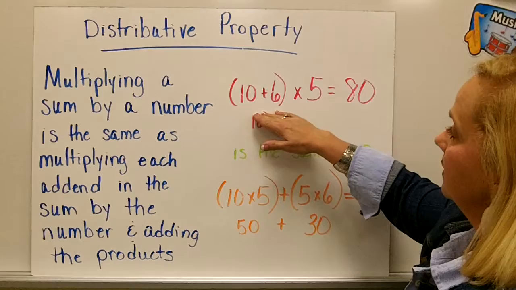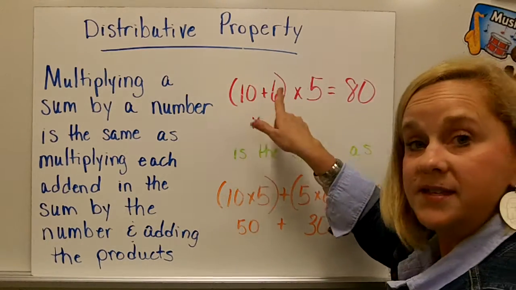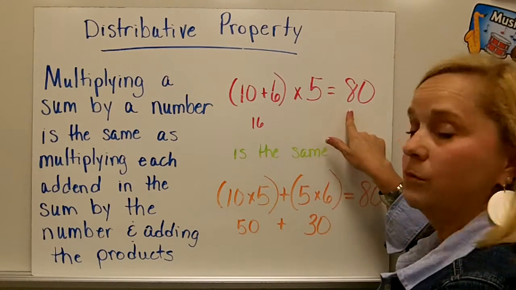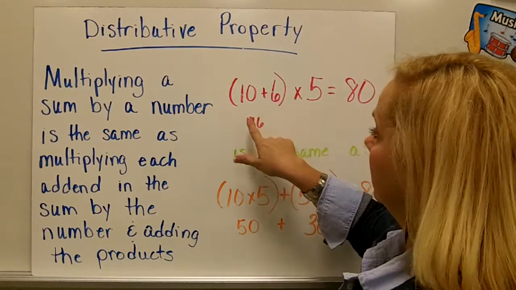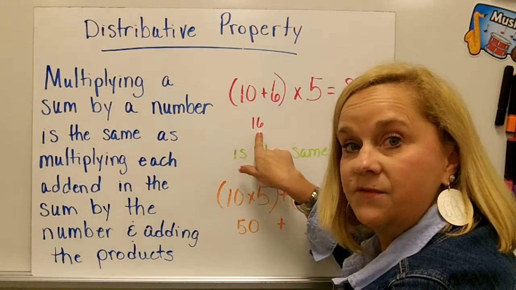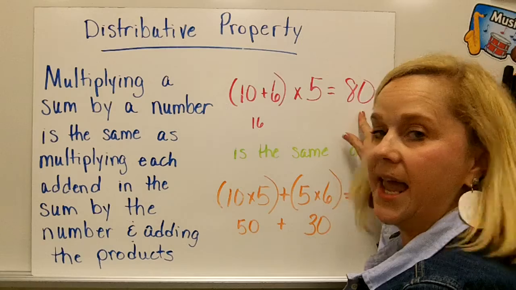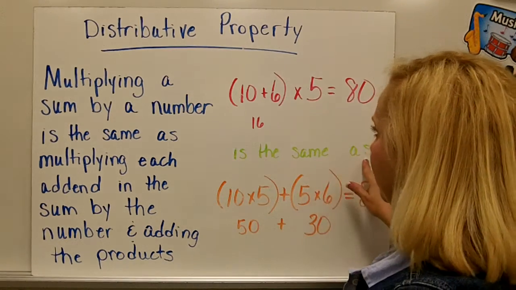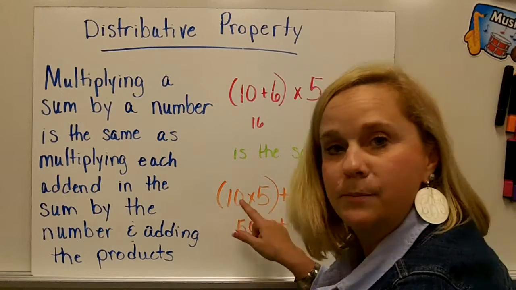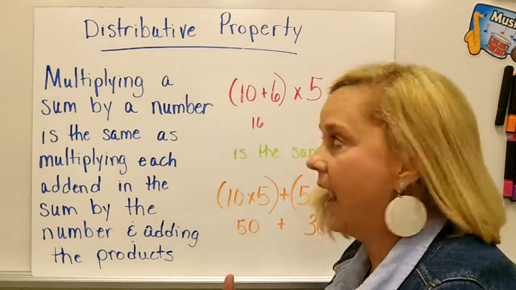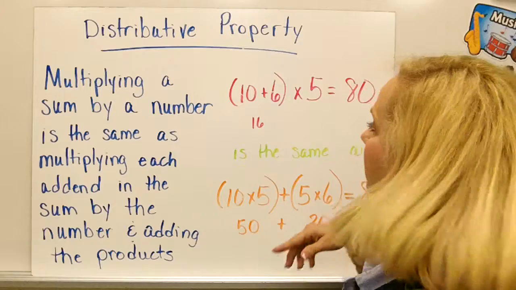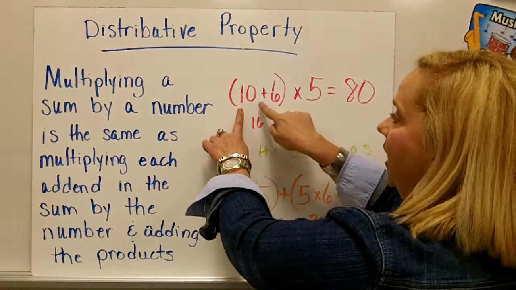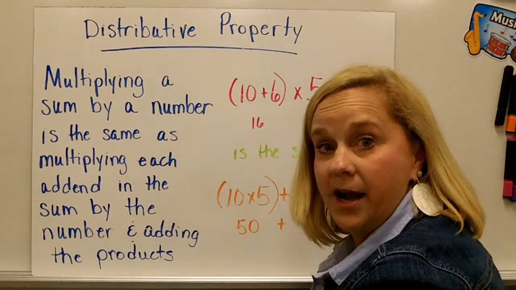Here I have 10 plus 6 in parentheses times 5, which equals 80. Now you already know that we're going to work out the parentheses first, so 16 times 5 is 80. Now this number sentence is the same thing as, notice I'm distributing these numbers out. That's why we call it the distributive property. I'm multiplying 5 by each one of these numbers, and I can write it this way also.